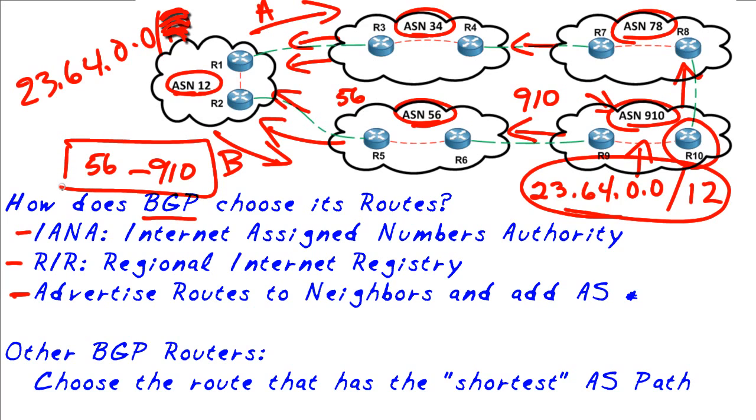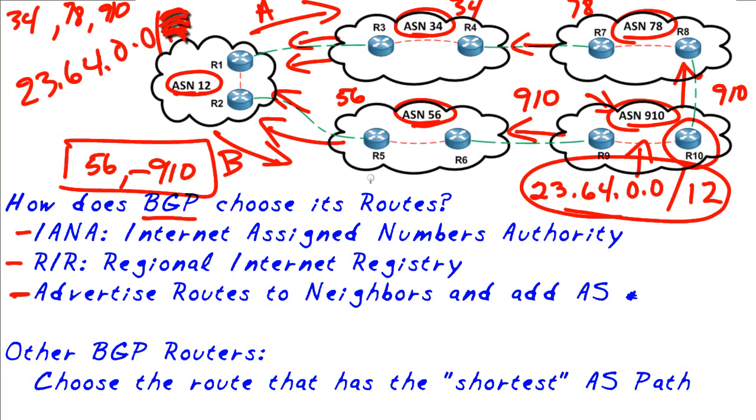On path A, it's going to appear like this. It's going to have 910 as part of the path, it's going to have 78 as part of the path, and it's going to have 34 as part of the path. So for path A, it's going to look like it went through 910 and 78 and 34. You with me? Those 3 autonomous systems are up top, and these 2 autonomous systems for the path B.